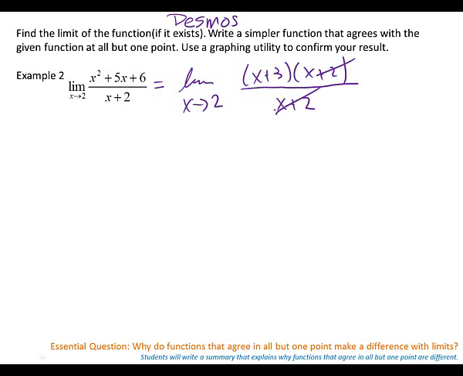They cancel, and technically when they cancel like that, what do we know about it in the graph? What does it look like in the graph when it cancels? It's a hole, okay? So we really have the limit as x approaches 2 of x plus 3. What am I going to do now? Plug in the 2. So we get 2 plus 3, which is 5.